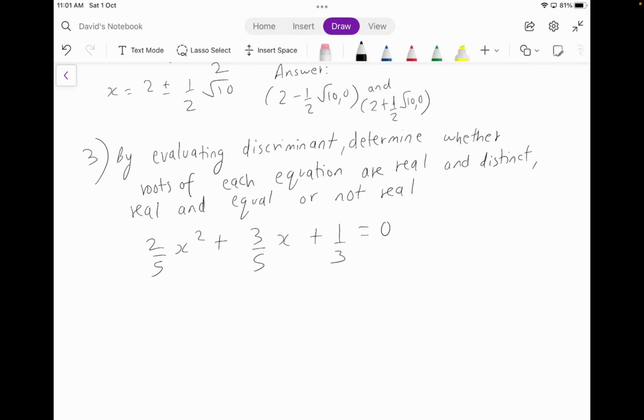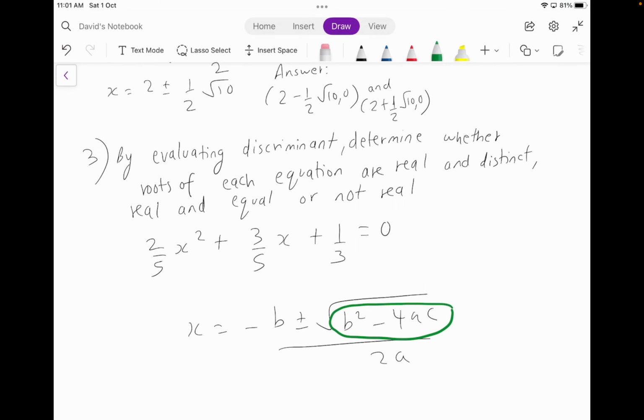So what I mean by this is, I'm going to write down the quadratic formula just to show you. So it's going to be x is equivalent to minus b plus or minus square root b squared minus 4ac divided by 2a. The discriminant is this part. It's just the area under the square root sign. So that is b squared minus 4ac. This is called the discriminant, all right?